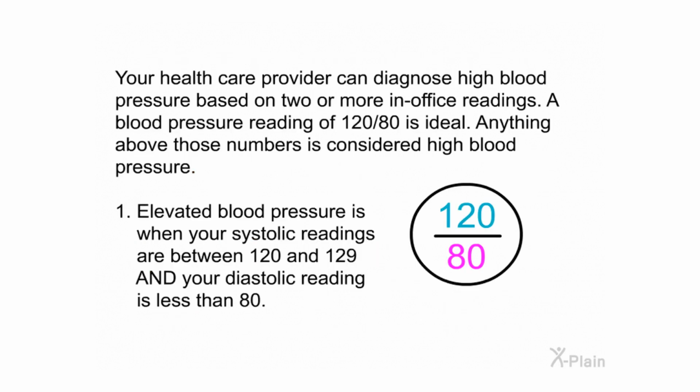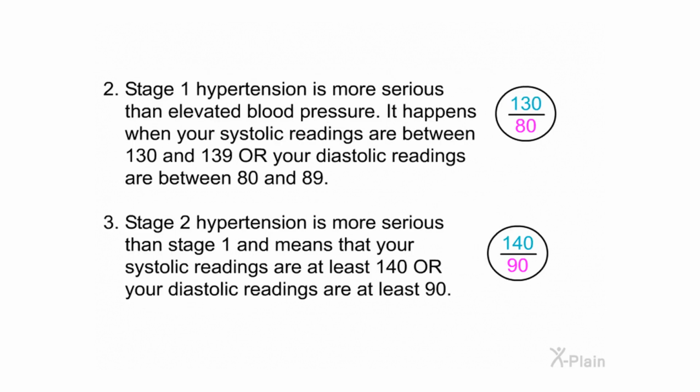Your healthcare provider can diagnose high blood pressure based on 2 or more in-office readings. A blood pressure reading of 120/80 is ideal. Anything above those numbers is considered high blood pressure. 1. Elevated blood pressure is when your systolic readings are between 120 and 129 and your diastolic reading is less than 80. 2. Stage 1 hypertension is more serious than elevated blood pressure. It happens when your systolic readings are between 130 and 139 or your diastolic readings are between 80 and 89.